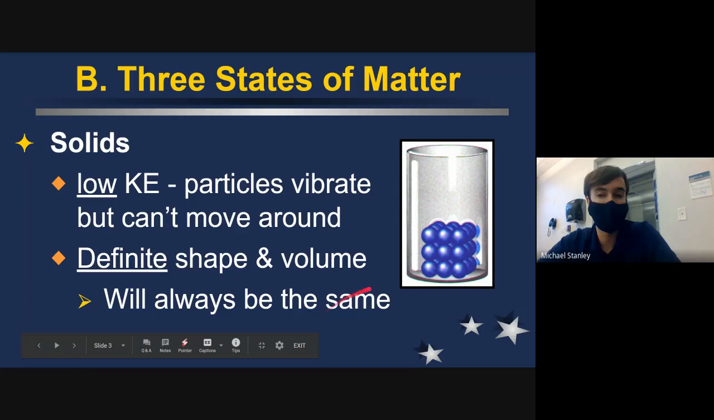So it's always going to be the same when it comes to what size it is and how much space it takes up.